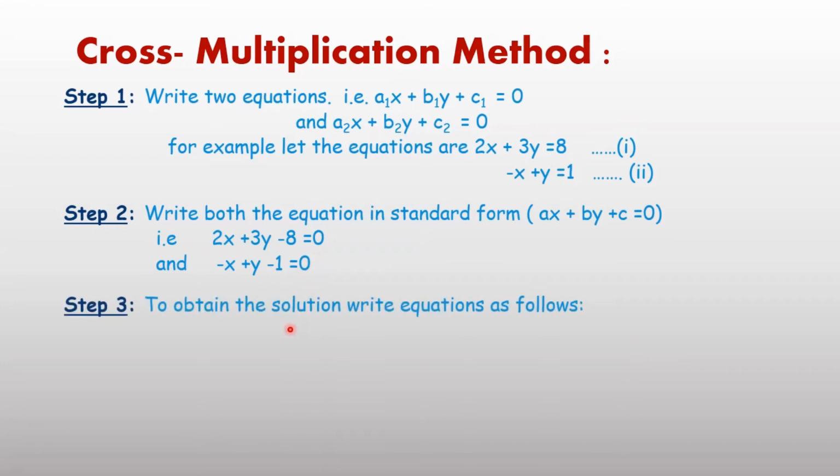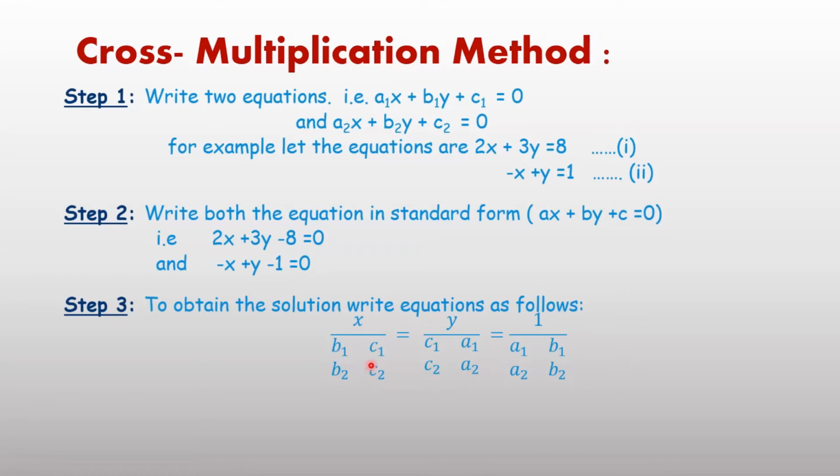Then next step, to obtain the solution, write the equation as follows. There are two variables x and y. You have to remember this step: x written, y written, and the third, constant, written. In the denominator of x, write the coefficient of y and constant. Coefficient of y, b1, b2, and constant c1, c2. In the denominator of y, c1, c2, a1, a2.